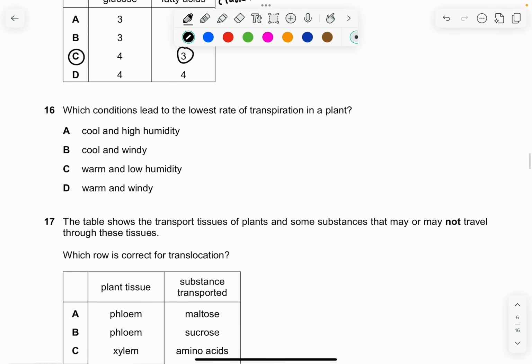Alright, question 16. Which conditions lead to the lowest rate of transpiration in a plant? Okay, lowest rate. Alright, usually for a high rate of transpiration, we need to have a warmer climate, and usually a much lower humidity also.